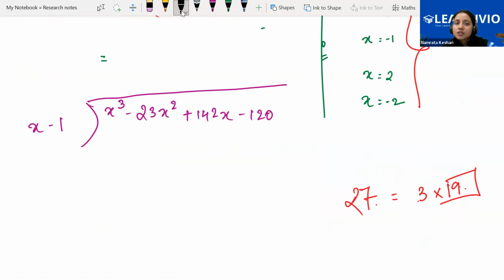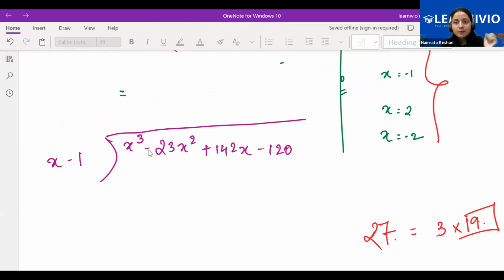To do this division, if you already understand the process, do it in your copy and let me know what you are getting as the quotient. For the rest of the students, I am explaining it over here. Please focus over here.